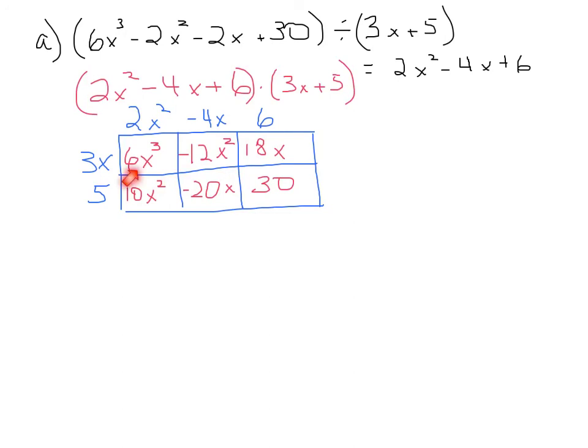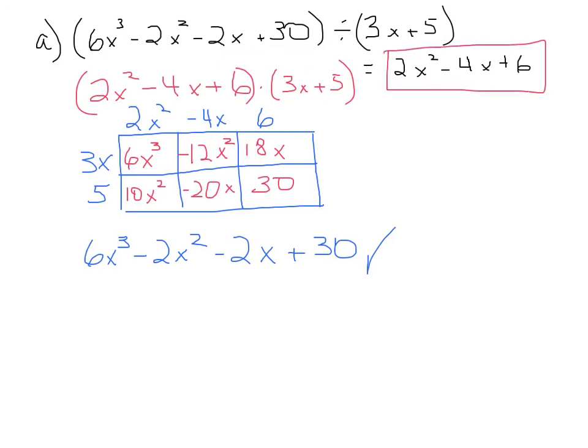So for instance, there's only one x cubed term, so we write 6x cubed. Then we have negative 12x squared plus 10x squared. There are two x squared terms, so that gives us minus 2x squared. Then we have 18x and negative 20x, which gives us minus 2x, and then we have 30. And that's our answer. So when we compare this to our dividend, we see that we have exactly the same thing. So we have done our work correctly, and this is the correct answer, which we got on the previous slide.